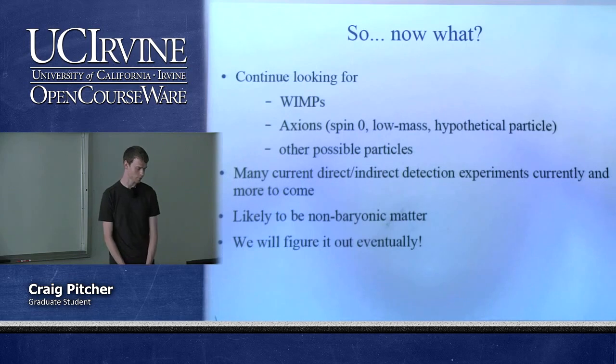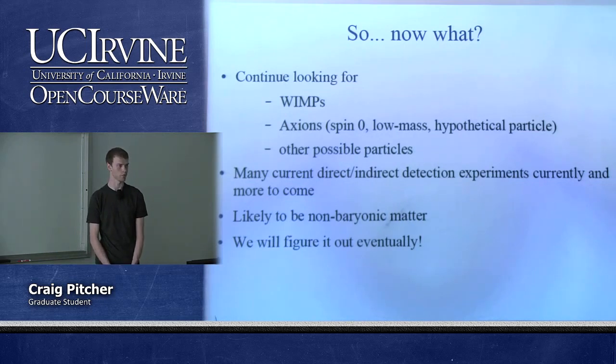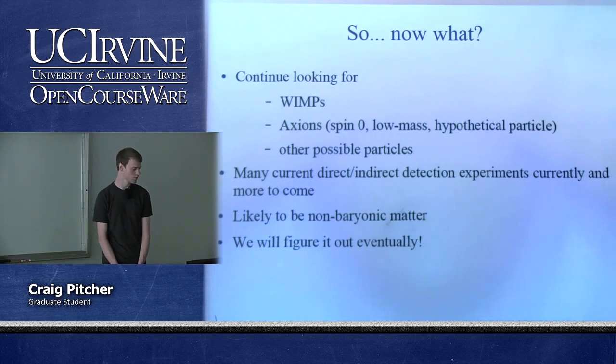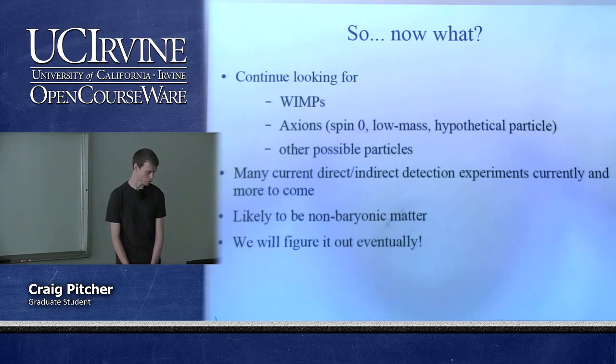So what's in store for dark matter searches? Well, there are a lot of experiments that will continue looking for WIMPs, which seem to be the favored candidate for dark matter. You can also look for axions or other particles that people might come up with in the future.